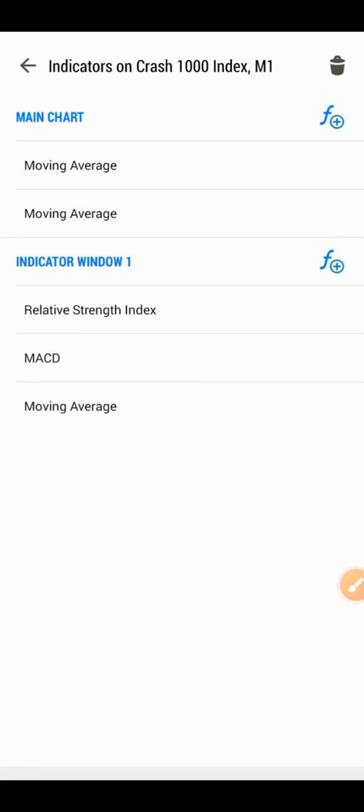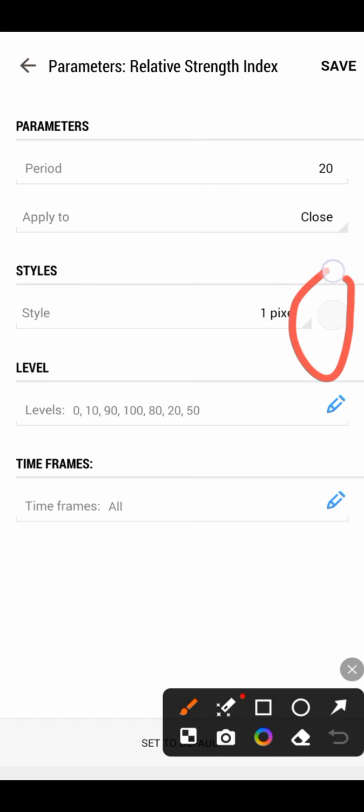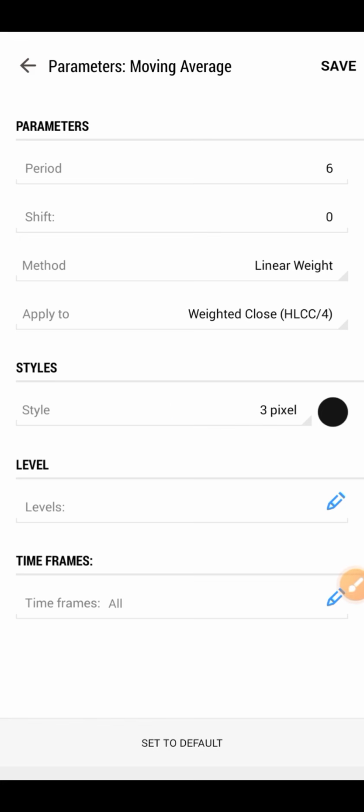Sorry, let me explain something on this RSI too. Under the style here, we don't need this. So choose the background color of your chart there also, like you did on the MACD. The next indicator we are going to look at is moving average. Under this moving average, we have period 6, shift 0, method linear weighted, apply to weighted close again. Choose any color of your choice. I choose black. Then click on save.